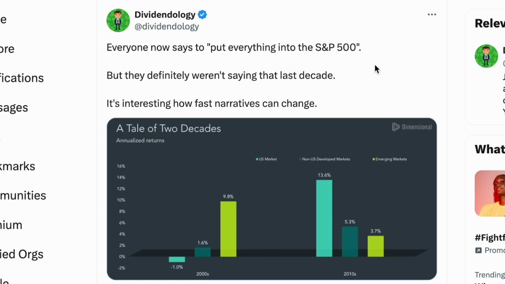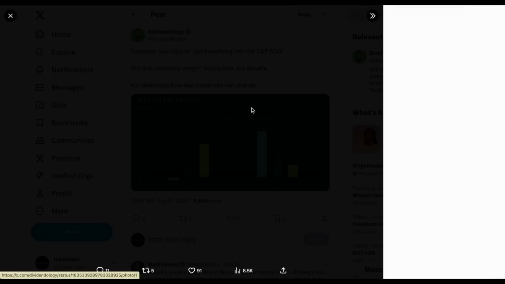But we often hear people now say, put everything into the S&P 500. But a lot of that is due to recency bias. They definitely weren't saying put everything in the S&P 500 last decade. Now why is this? Well, take a look.